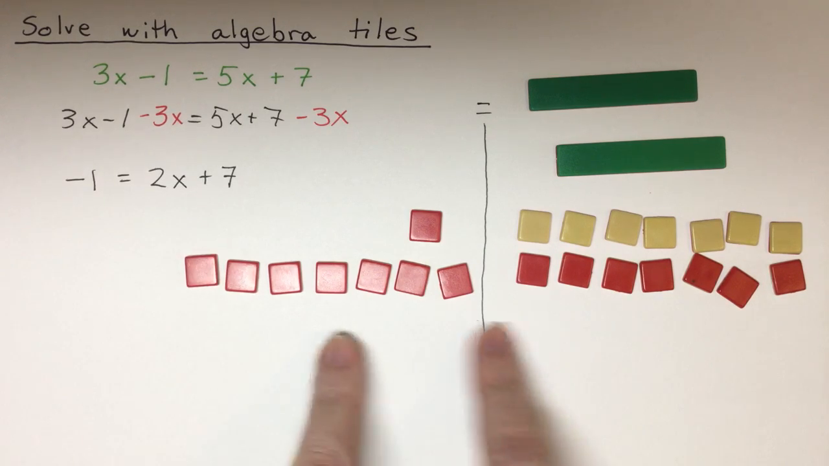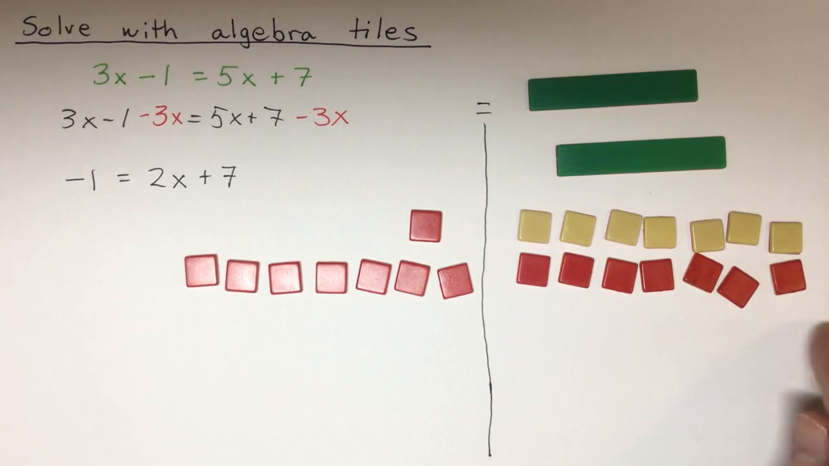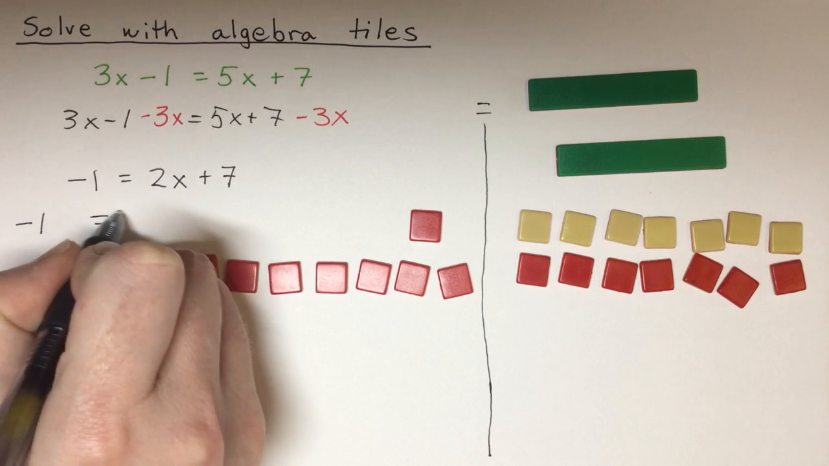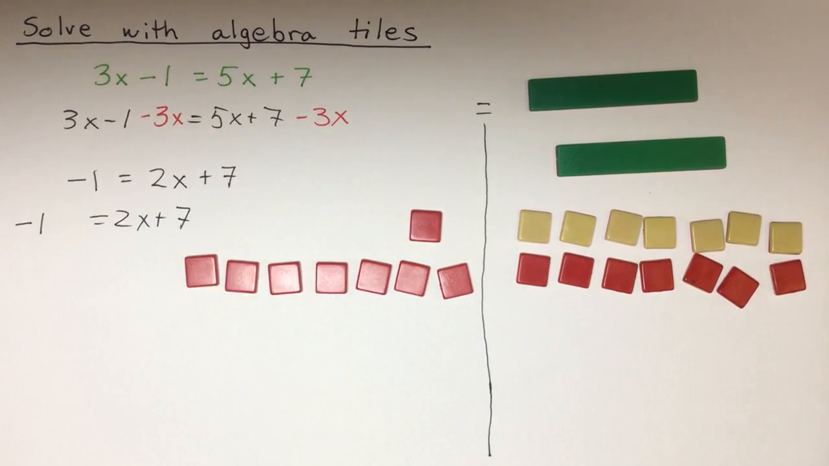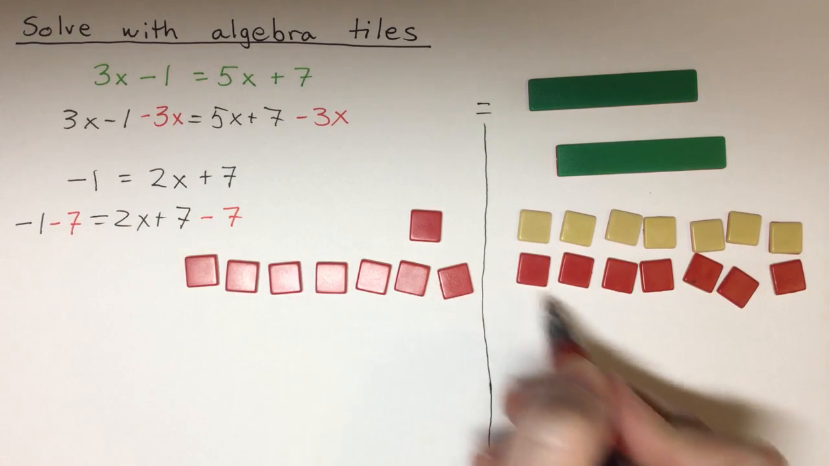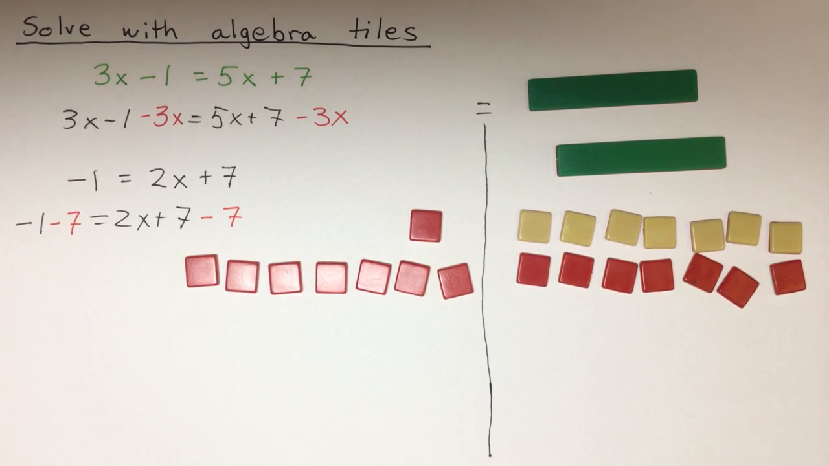And what I have just done now is I have subtracted 7. I have added a negative 7 to both sides. So negative 1 is 2x plus 7, that was what I'd had, and I have just added a negative 7 units to each side.